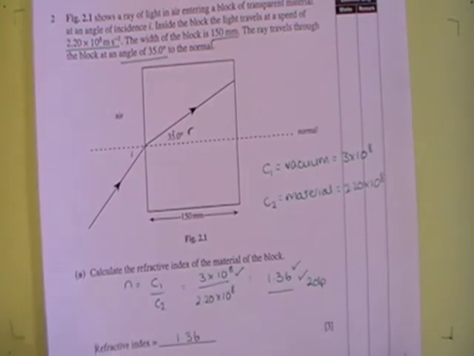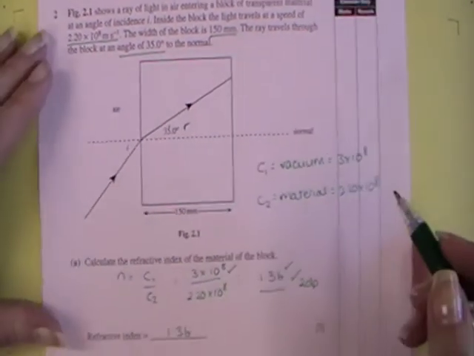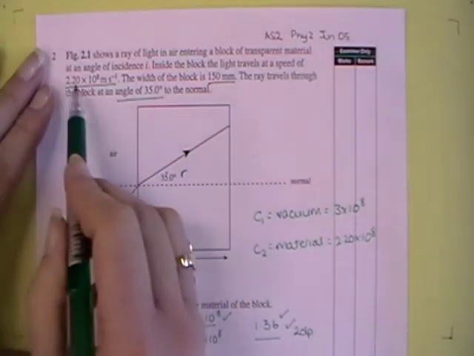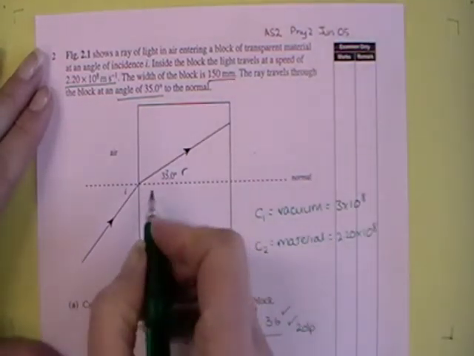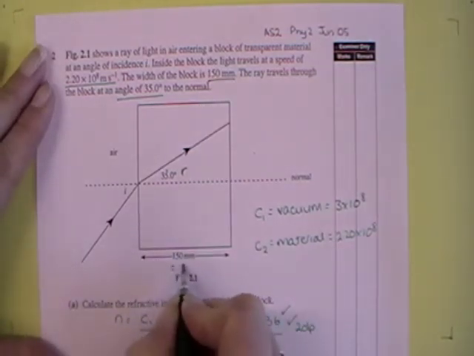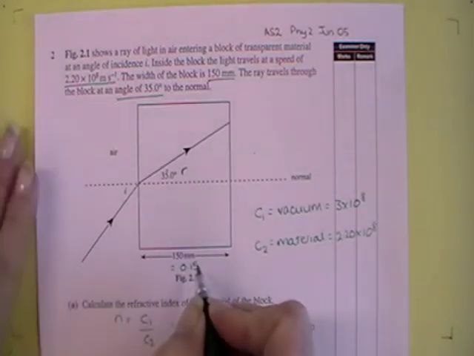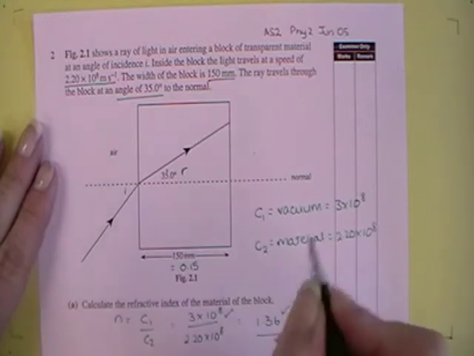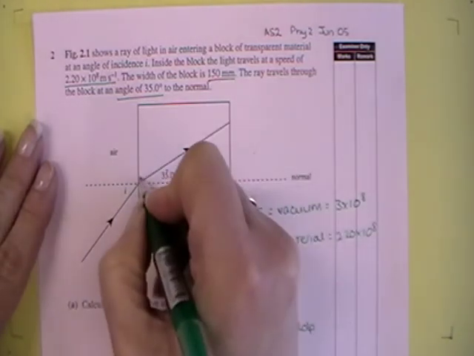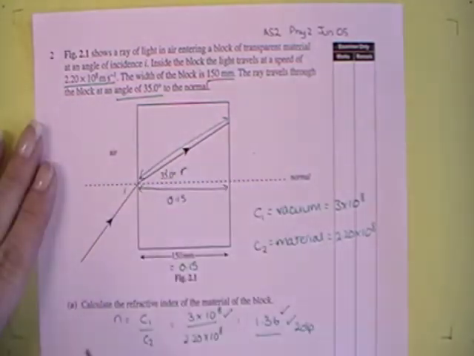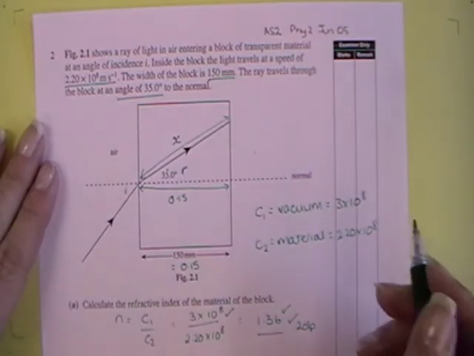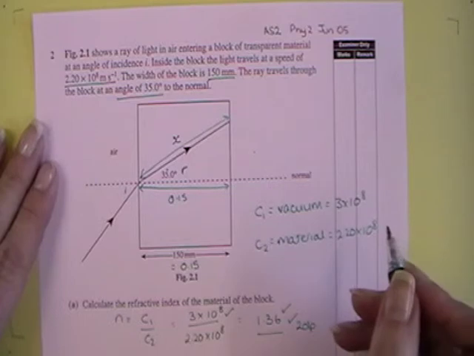It also tells us the distance light travels, kind of. If we look at this diagram, the question does tell us here the speed of light, so we can use that. We need to find the distance light travels. It tells us that the width of the block is 150 millimeters, which is 0.15 meters, or 150 × 10^-3. That's this distance. We want this distance. So if I call this distance x, it is the distance the light actually travels.